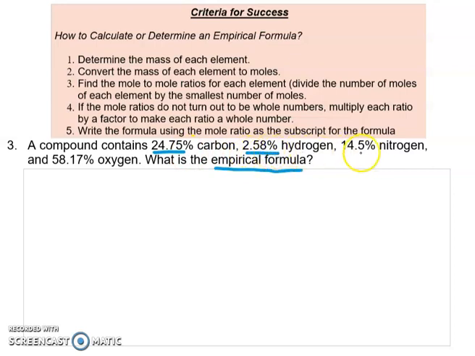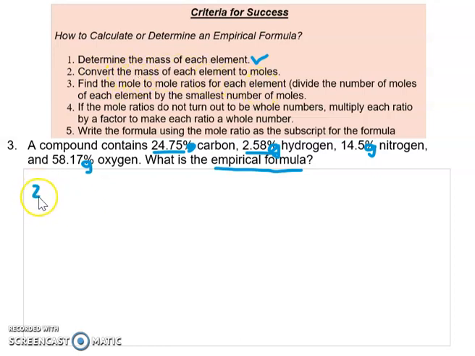When it does that, you can go ahead and assume that the percentages are actually grams, because if everything is out of 100, everything should be in proportion to each other. So I'm just going to pretend that these say grams. So boom, I did number 1. Number 2 is a little bit long. Convert the mass of each element to moles.